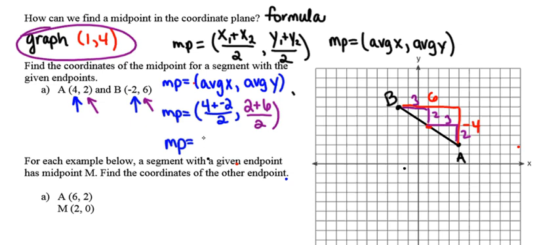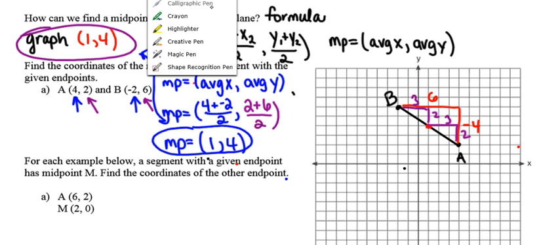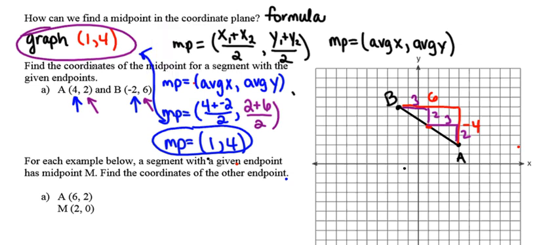And so now I'm going to simply go ahead and simplify this expression. 4 plus negative 2 is 2. Divide by 2, you get 1. 2 plus 6 is 8. Divide that by 2, you get 4. So regardless of whether we found it graphically or algebraically, we both ended up at that same point for the midpoint, or coordinates 1, 4. Now that would be our approach if we're trying to find the coordinates of the midpoint.